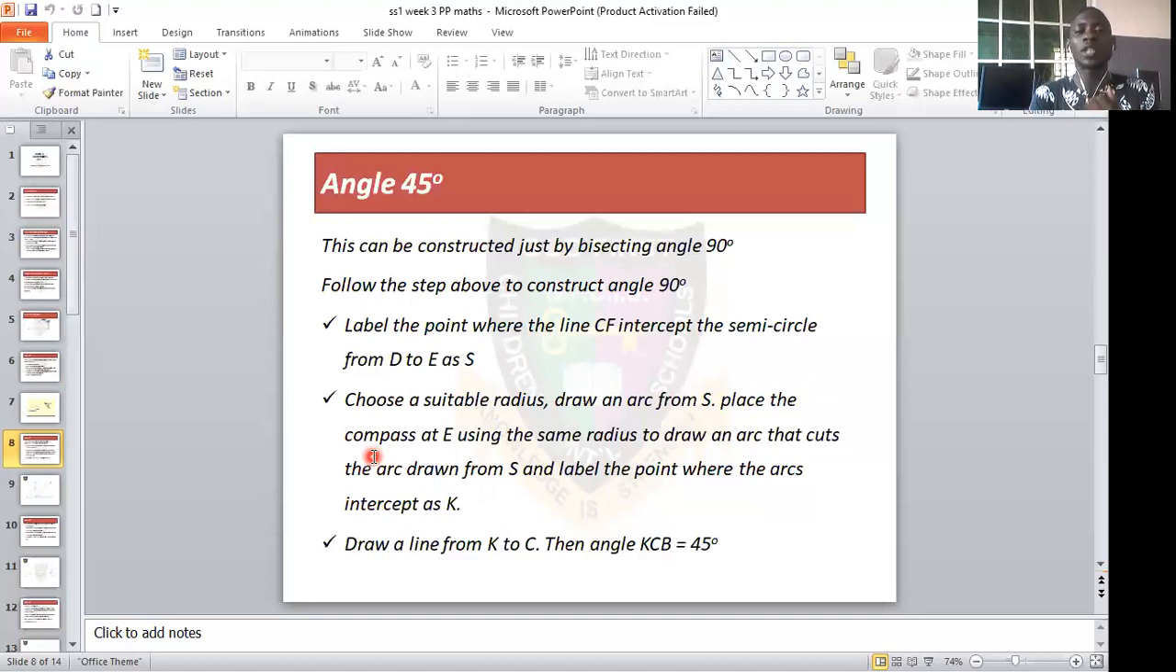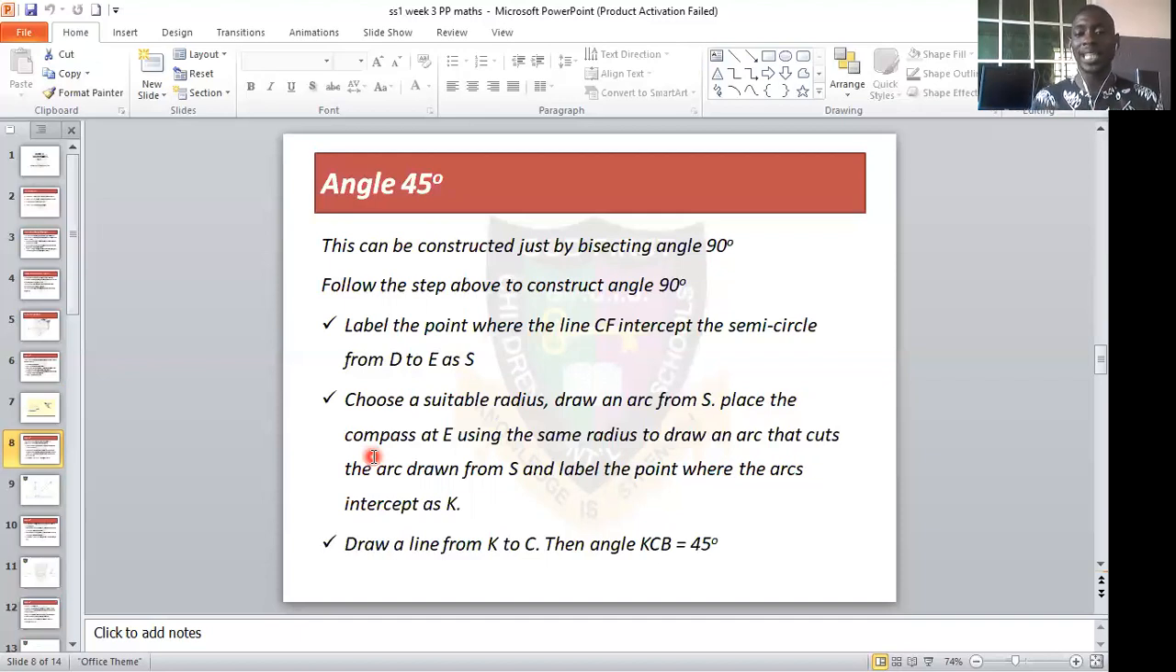Number one, label the point where the line CF intersects the semicircle DE. That is the point where it meets the perpendicular line CF. Label it S. Number two, choose a suitable radius with your compass and pencil. Draw an arc from S.